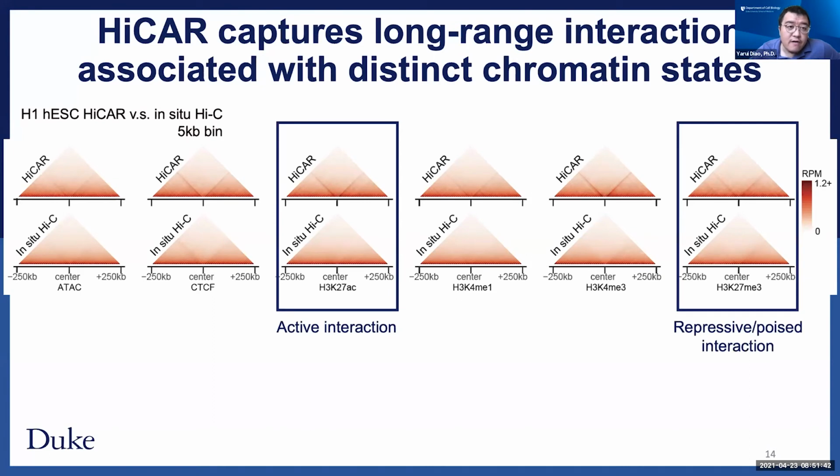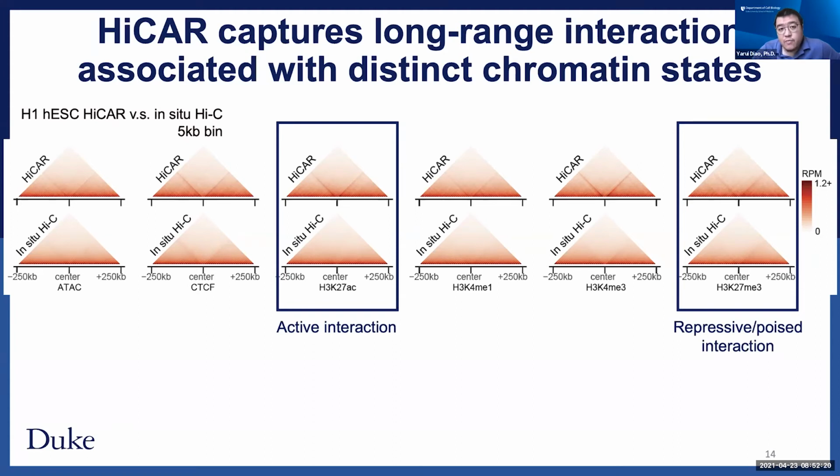As you can see here, we compare HiCAR data to Hi-C data. What we did here is we took all the peaks that are identified in H1, and then we extended 250 kb upstream and downstream, and then we aggregated the contact matrix. In the aggregated HiCAR signal, you start to see the stripes emerging from the center of the peak. So I think that's data suggesting that indeed HiCAR can enrich the signals that are associated with different histone modifications and TF binding.